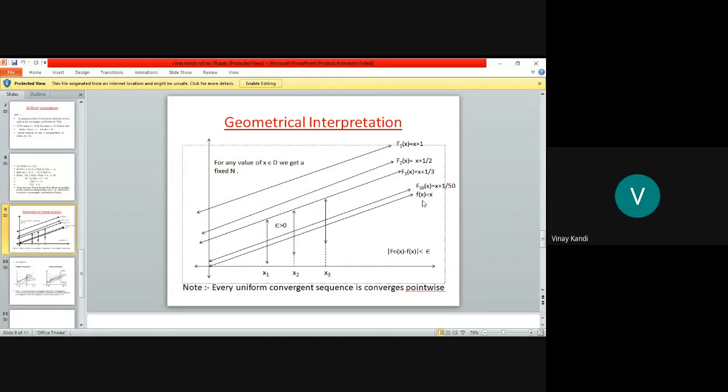f of x is equal to x. What is the graph of f of x equal to x? This one, a line intersecting at the origin. So this is the limit of the function.